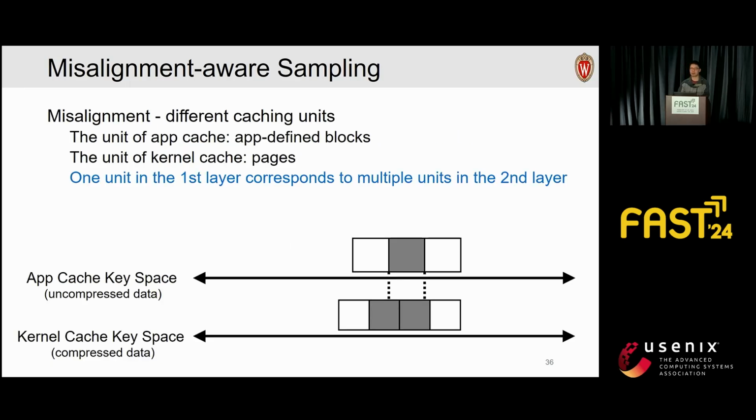But there is another property in our application kernel cache structure that is misalignment. The original sampling method doesn't work well with misalignment. So, what is misalignment? The application caches in the unit of blocks of uncompressed data, while the kernel caches in fixed-size pages of compressed data. They may be in different sizes and misalign with each other. In this example, the gray block in the application cache key space corresponds to two gray pages in the kernel cache key space.